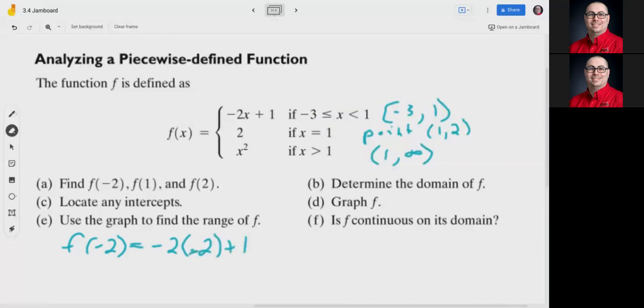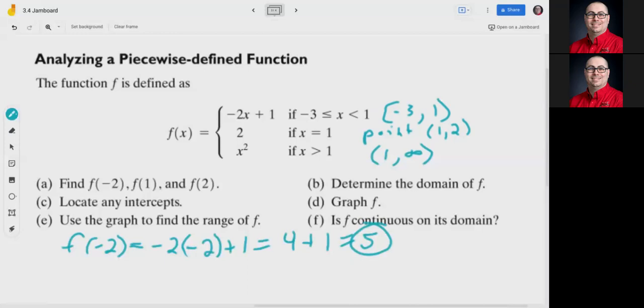The negative got a little bad there, so I'm going to rewrite that. And so that'll be what? 4 plus 1, which is equal to 5. So f of -2 for this piecewise defined function will be 5.